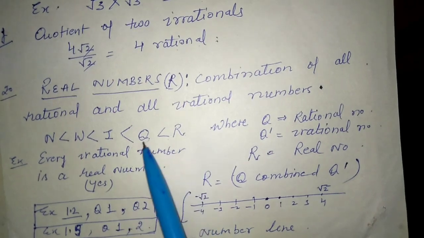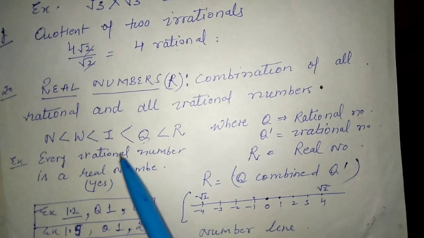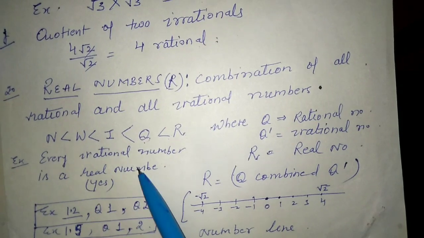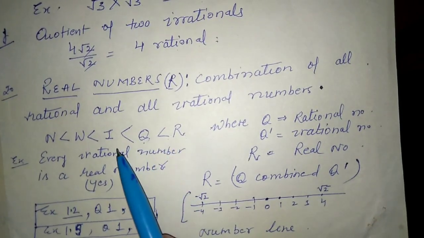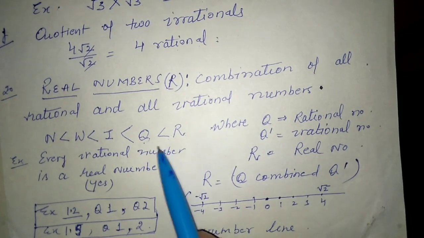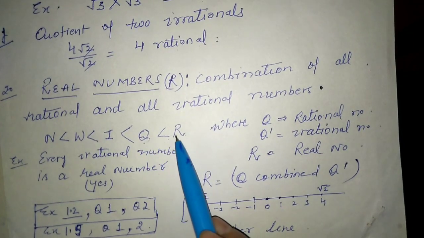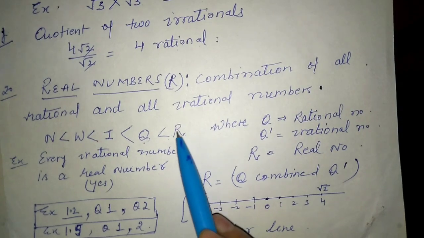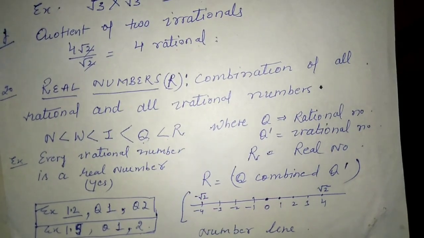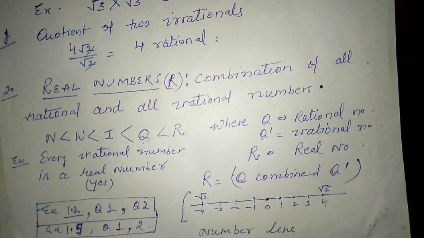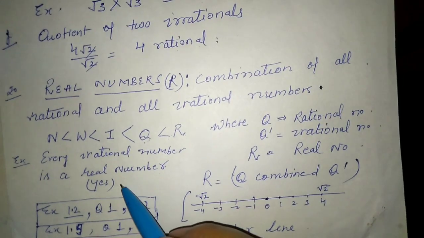Or we can have the question: is every rational number a real number? Yes, but the converse is not possible. If we say that every real number is rational, it is not possible, because real number is the greatest group, so it is not necessary. So this is yes.